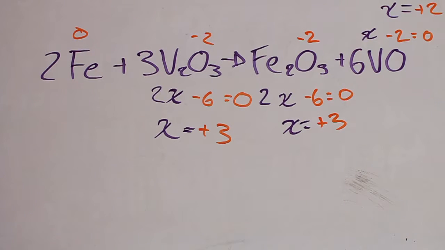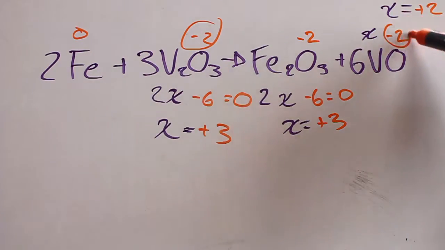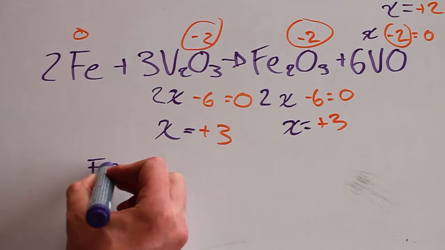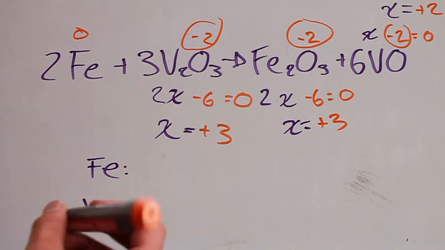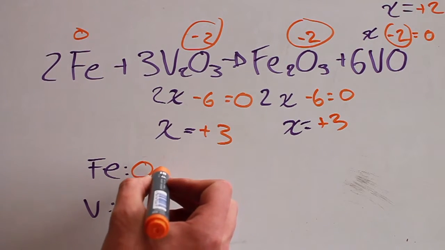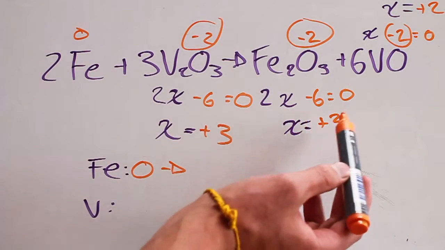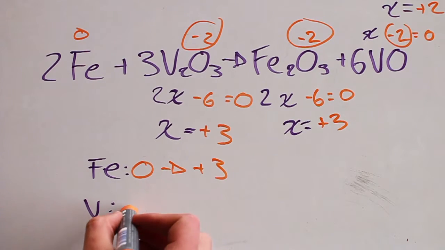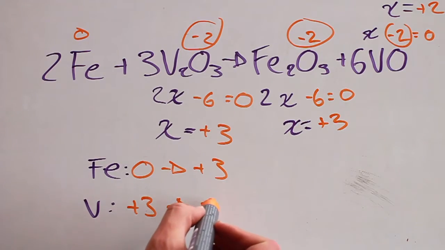So now let's look at the oxidation states of each element. Oxygen, as we can see, is always -2, so we don't consider oxygen. But iron and vanadium do change. Iron has an oxidation state of 0, which then changes to an oxidation state of +3. And vanadium initially has an oxidation state of +3, which later changes to an oxidation state of +2.